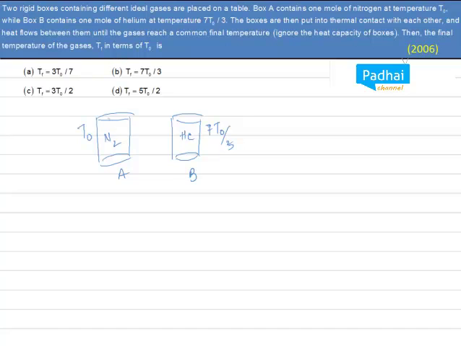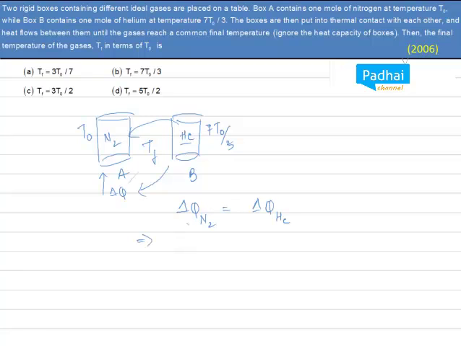So what will happen? They will reach a final temperature. Let's say their temperature becomes TF. This nitrogen is gaining some temperature, and this helium might be losing some temperature, right? So what is the heat gained? Helium is at a higher temperature, so it will give some heat to this N2. That heat gain will come from helium, which will lose some heat. So the delta Q gained by N2 will be equal to the delta Q lost by helium, right?